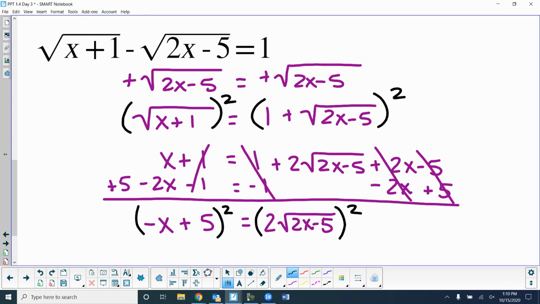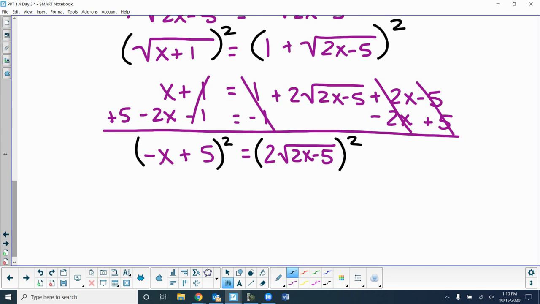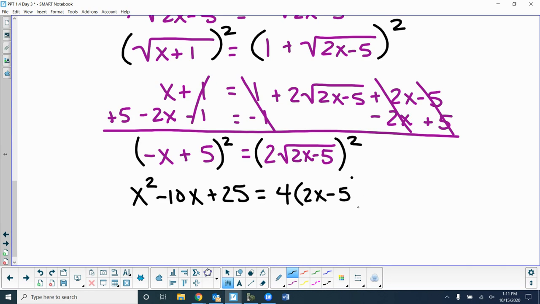Okay? Here, I'm thinking about FOILing. Here, I'm just squaring this and this. This one I'm thinking about FOILing. Negative x times negative x would be positive x squared. Negative x times 5 is negative 5x. Doubled is negative 10x. And 5 squared, positive 25. 2 squared is 4. Square root of 2x minus 5 squared is 2x minus 5. So it looks like that now. No more radicals. That was the goal.